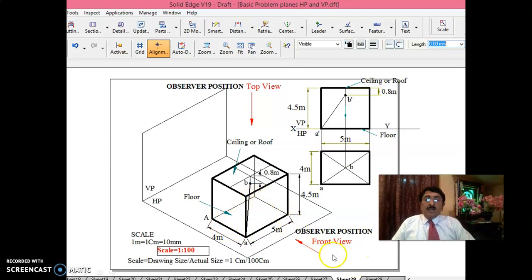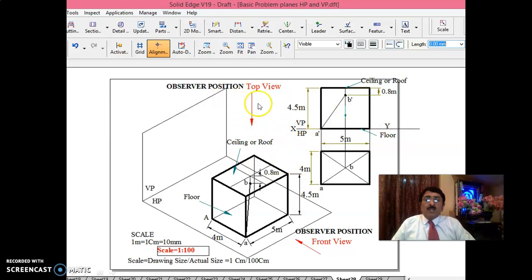Okay, when you are looking from here, this surface is parallel to VP and can be seen. That means length and height can be seen. That's what I have written. Length and height can be seen. 5 meter by 4.5 meter. Front of the room is this. Okay, this you write it. Front of the room, 5 meter by 4.5. You write that. XY line, VP, HP. In that way, front of the room you write.